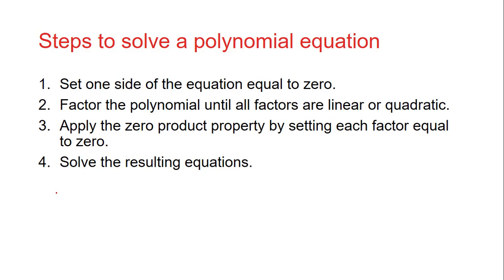To solve a polynomial equation, we will set one side of the equation equal to 0, and then we will factor the polynomial until all factors are linear or quadratic. Then we will solve the equation by applying the zero product property that states we set each factor equal to 0, and then solve the resulting equations.